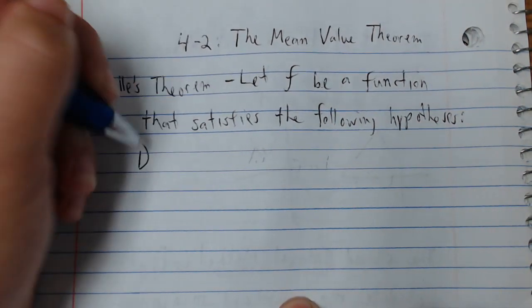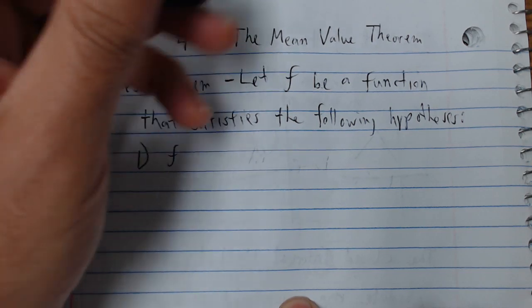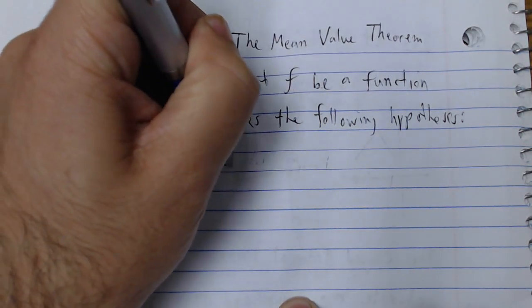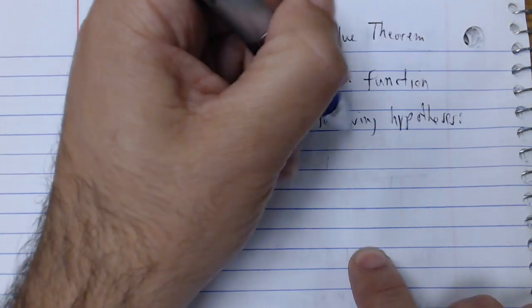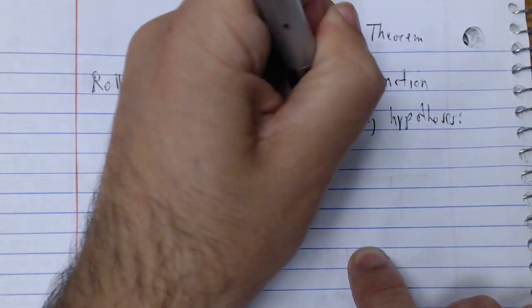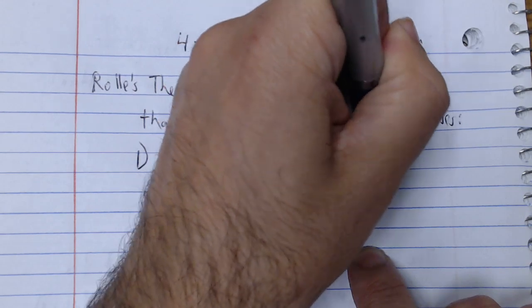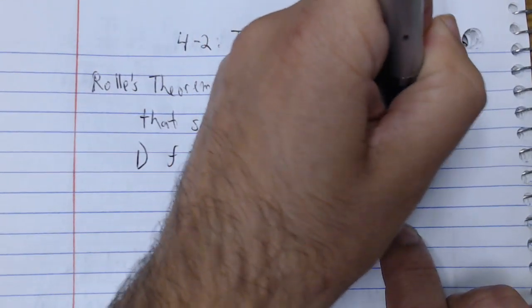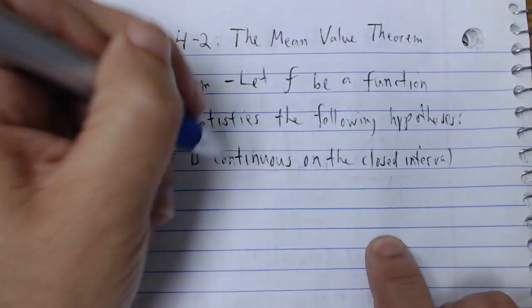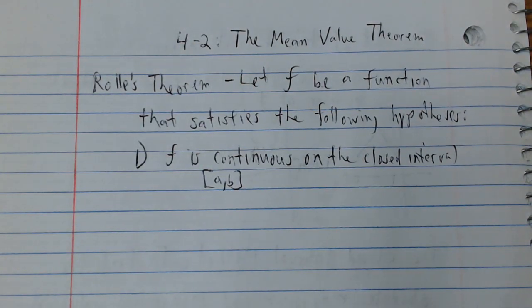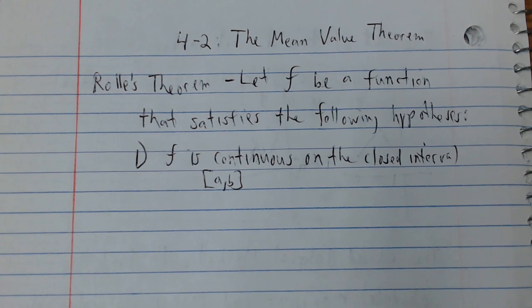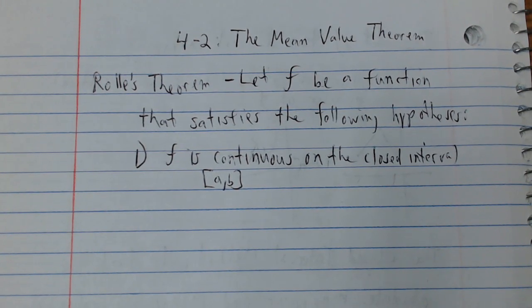So the first condition is that f is continuous on the closed interval from A to B. Okay, so that's the first condition. And this isn't anything new to us. We've always had to show functions are continuous on closed intervals, which is important.